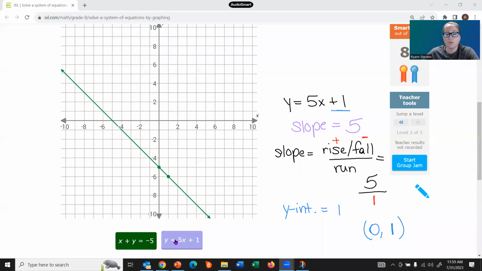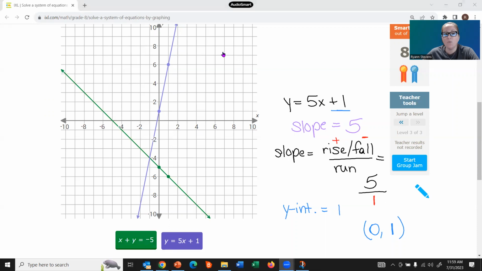So now we want to make sure we've selected the correct equation that we're going to be graphing. So right now we're working with the green, so we want to make sure we select this light blue of y equals 5x plus 1. Our first point is going to be, we're going to start at 0. We're going to go up to a +1. And then our next point is going to be determined by the slope. So we're going to be rising 5 places, 1, 2, 3, 4, 5. We're going to run to the right 1 place.